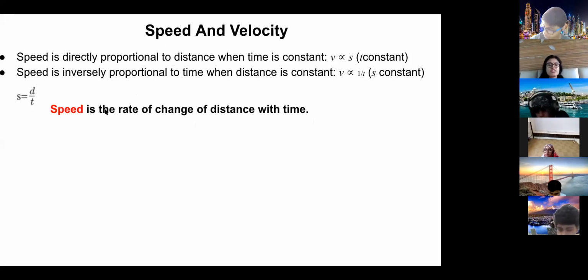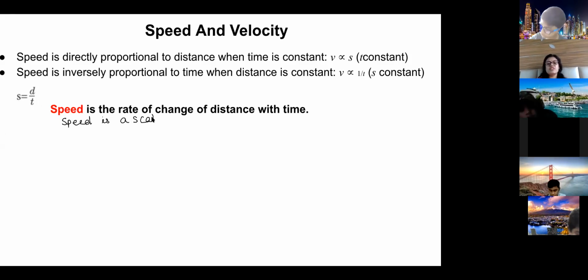So these 2 points just write down. D denotes distance. Speed is a scalar quantity. Velocity is a vector. Speed is a scalar quantity, that means it has only magnitude. It will not have any direction.